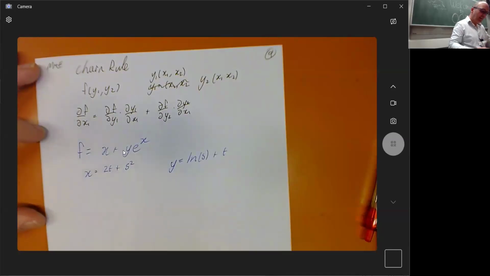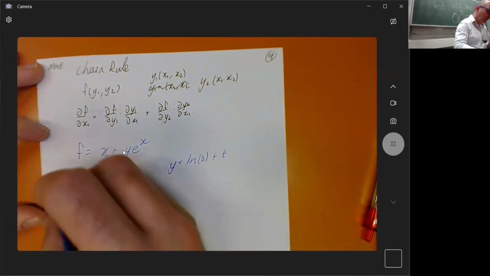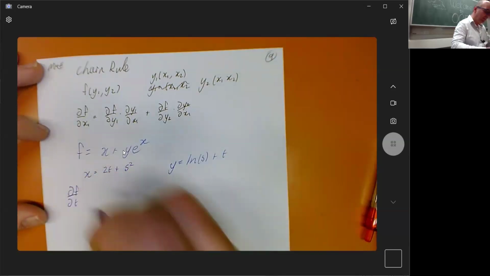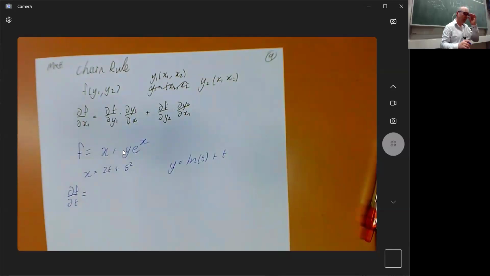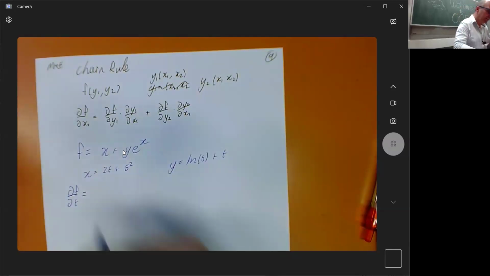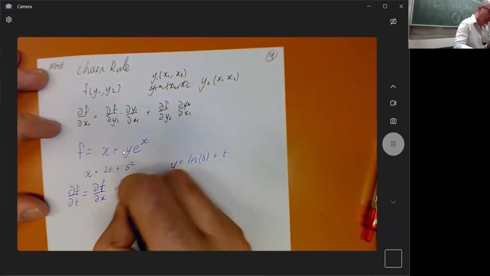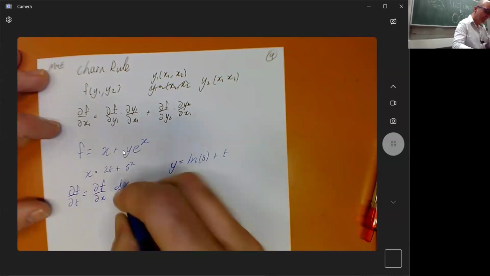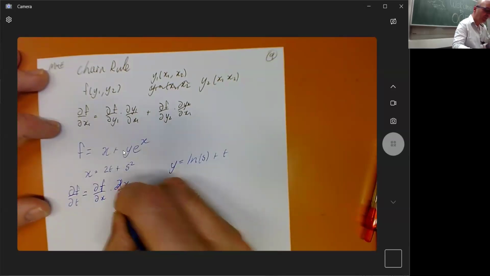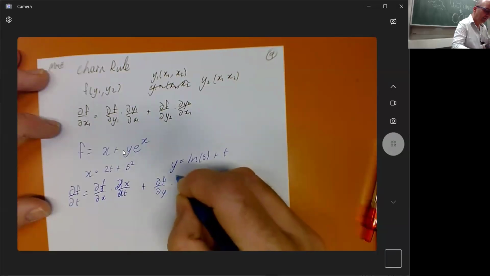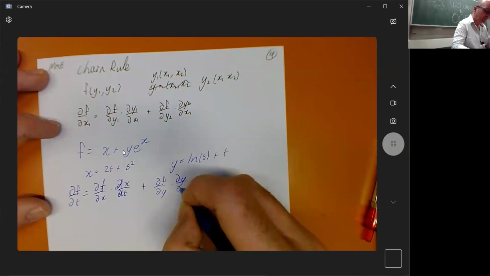Then I can do my partial derivative of f with respect to t. If I was a proper economist, I would have a context for this. You could be going partial derivatives: partial f with respect to y, dy with respect to t.